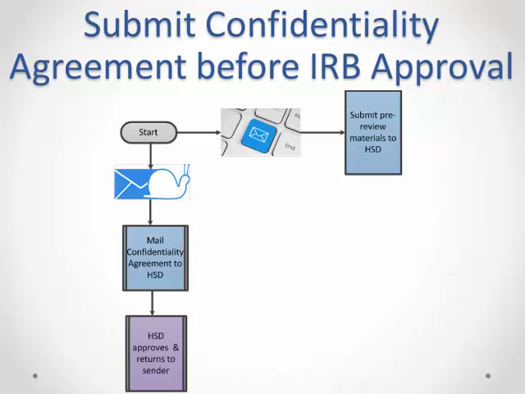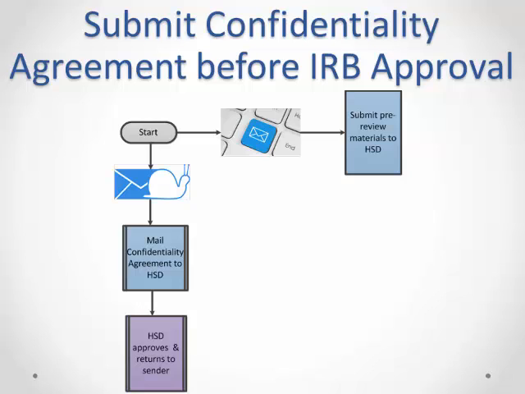And our last change has to do with confidentiality agreements and the sequence in which they are submitted to our office. Currently, you can't submit your confidentiality agreement until you have IRB approval and you have the approved consent waiver and HIPAA waiver. Those are at the very end. Well, we're flip-flopping it now. When you submit to HSD your pre-review materials by email, you can email your confidentiality agreement at the same time. Prior to IRB approval, you won't have an IRB approval.